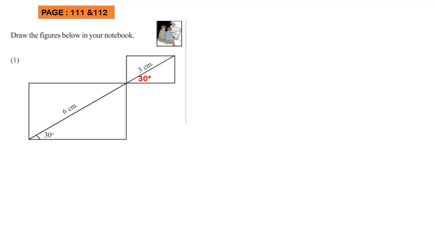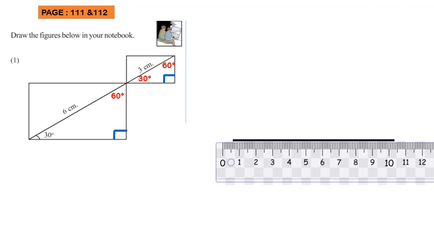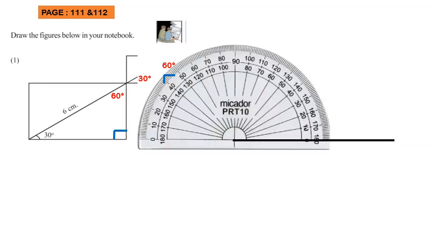Then what will be the other angles? Yes, one angle is 90 degree. Then the other angle is 60 degree. Okay. Then start drawing. First draw a horizontal line of any measure. Then use a protractor and mark a 30-degree angle.